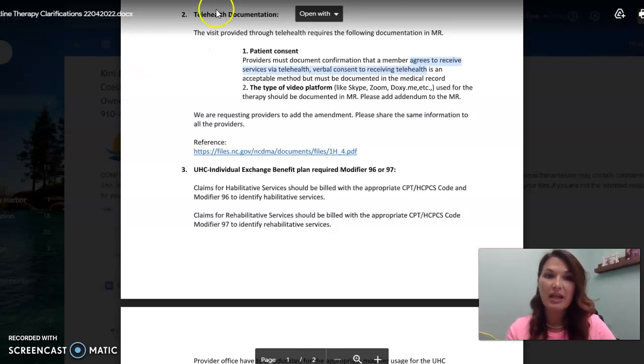The first thing is telehealth documentation. If you are still treating kids or patients via telehealth, then we need 2 things written in your documentation. We need the parent consent written in your documentation, and we need the type of video platform that you use. This has to be noted in your daily note, progress note, or eval so that we can be paid. Otherwise, it is an automatic denial.